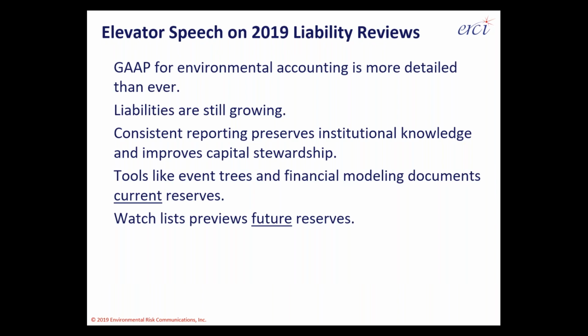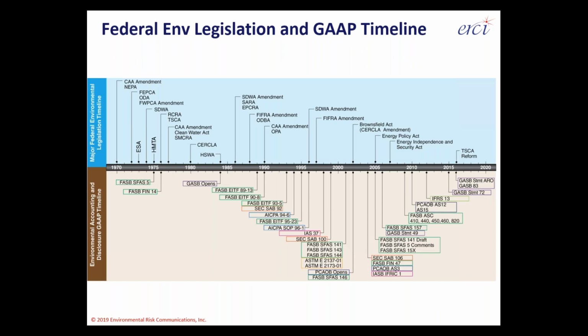With that, let me move forward to our elevator speech for today and a couple of key bullet points for you to take away. Number 1, GAAP for environmental accounting and environmental liabilities is more detailed than ever before. We'll get into that in the next slide here. But liabilities themselves are still growing, as disclosed in 10Ks and on companies' environmental liability books. Third point, consistent reporting preserves institutional knowledge and improves capital stewardship. Both of those, when done in moderation, when done effectively, are very good for organizations over the long term. And more specifically, in looking at individual environmental liabilities, tools like event trees and financial modeling document current reserves, watch lists preview future reserves.